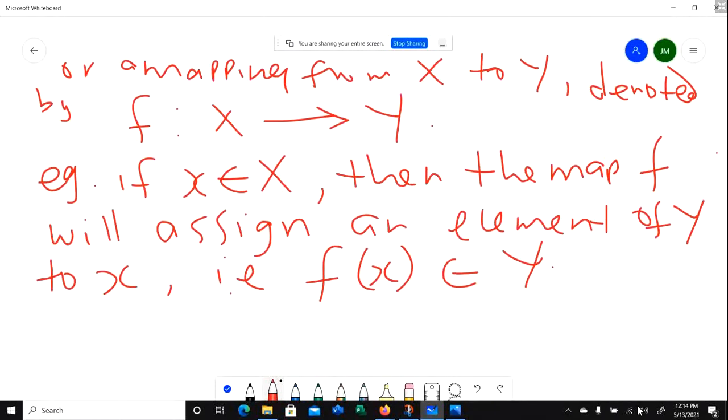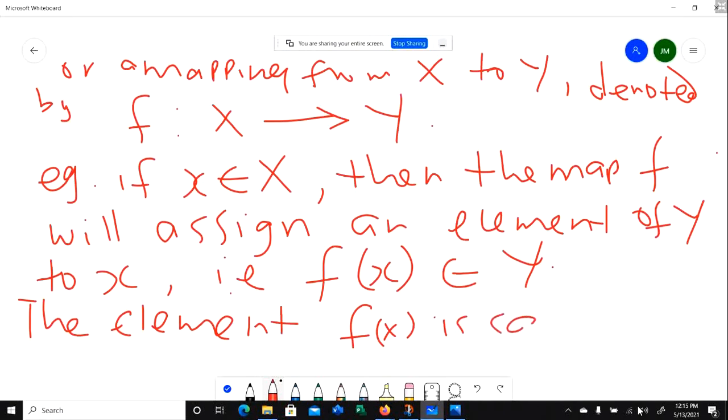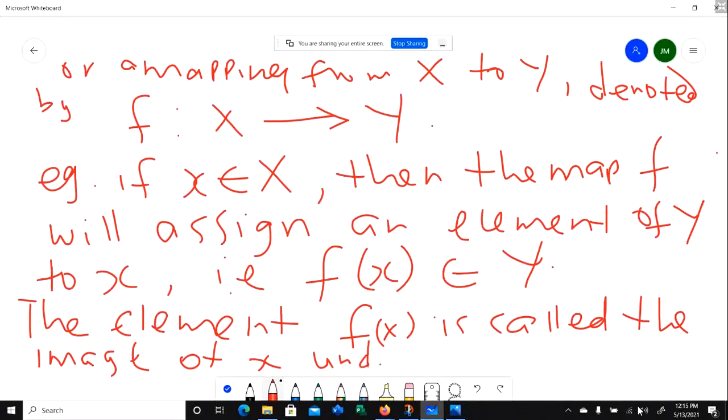So we can say that the element f(x) is called the image of x under f, under the mapping f.